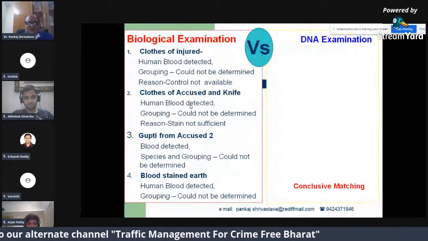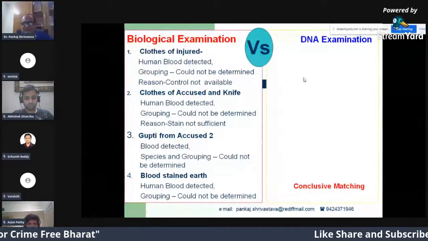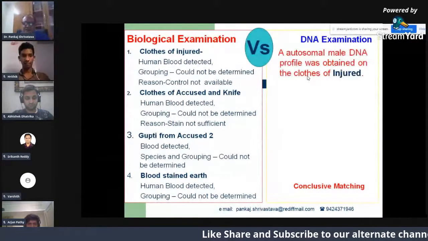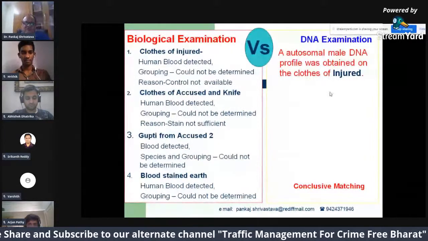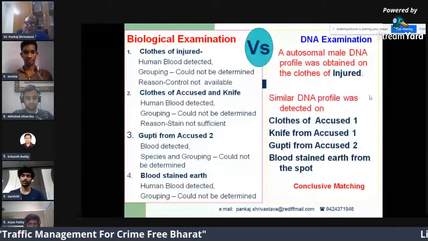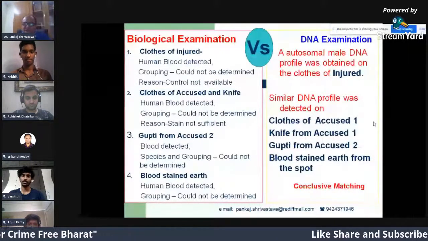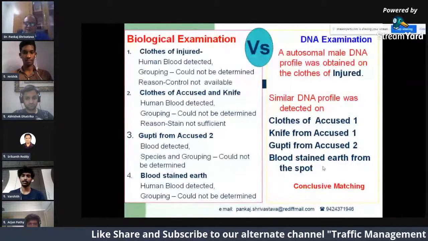Okay, now in the same case, court ordered DNA examination. Now if you see the results of the DNA examination. Autosomal male DNA profile was obtained from the clothes of injured. Okay, and similar DNA profile was detected from clothes of accused 1, knife of accused 1, gupti from accused 2, blood stained earth from the spot.